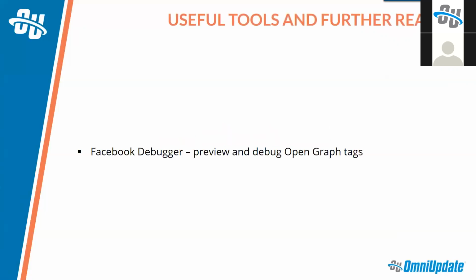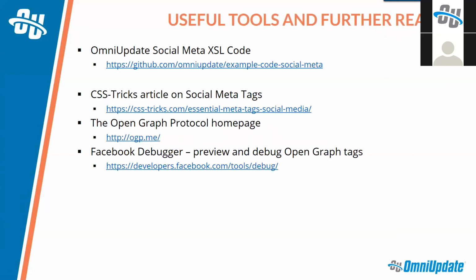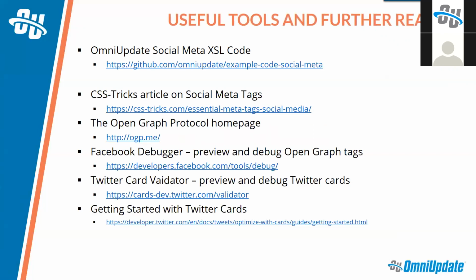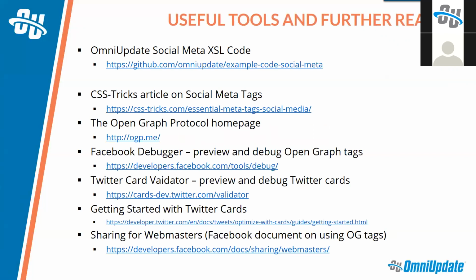So for some reason, the animations threw me off a little bit, but I'm just going to basically throw them all right here. So the first thing, if you want to get started really quickly, go to the GitHub and grab the example social meta code that we used today. That's going to get you up and running to use at least the very basics of your social meta code really quickly.